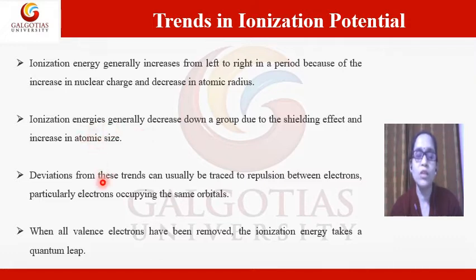So there are some deviations from the trend, which can usually be explained, and can be traced to repulsion between electrons, particularly electrons occupying the same orbital. When all valence electrons have been removed, the ionization energy takes a quantum leap.